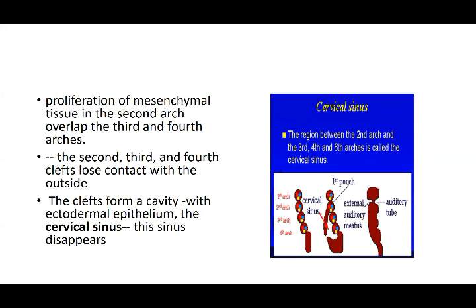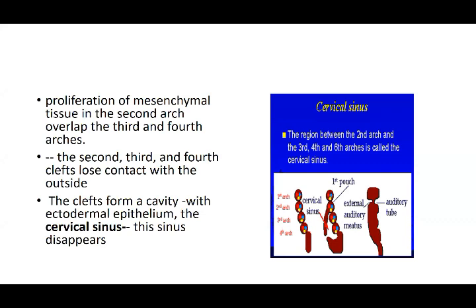Because it is at the level of the neck, that is why it is called the cervical sinus. And if this is not obliterated properly, or there is some infection, discharge can start from this sinus, leading a tract from the inside of the pharynx to the outside. So the third and the fourth clefts lose their contact with the outside. If you see the third and the fourth in this diagram, the clefts form a cavity with ectodermal epithelium, the cervical sinus. This sinus ultimately is going to disappear, and you can see in the third picture that the outer surface of the pharynx becomes smooth.